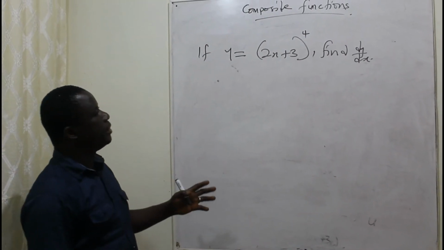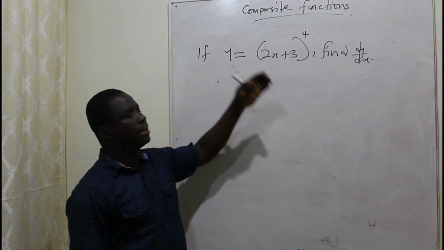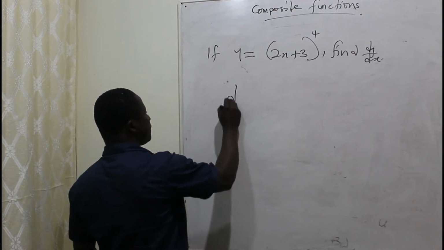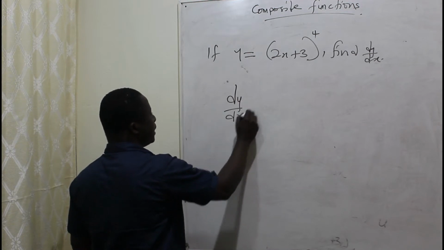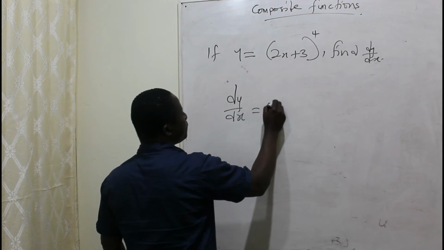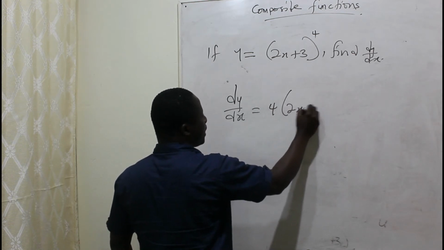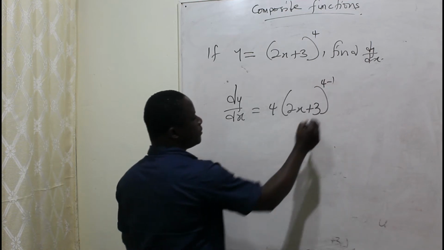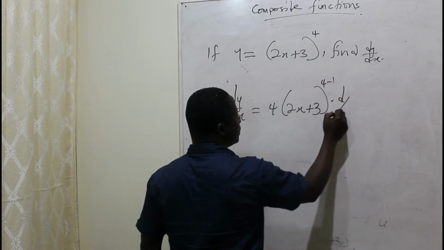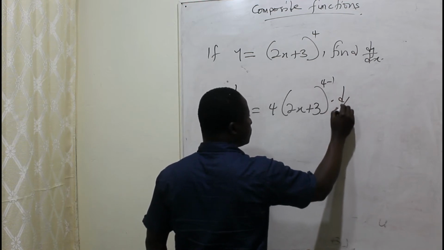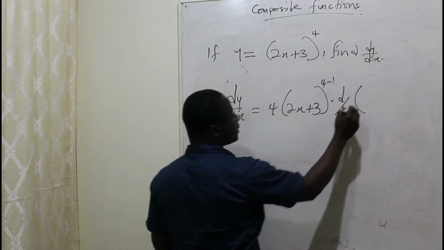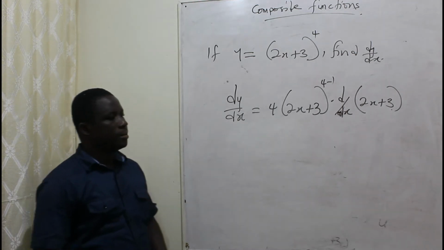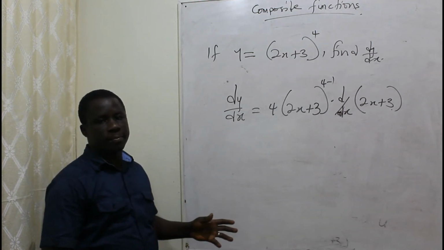It's the same chain rule. Instead of trying to come out with a u and getting your y in u, you can differentiate the function as you see. dy/dx is now the differentiation, and it will be 4(2x + 3) exponent 4 minus 1, that is the normal differentiation, times d/dx of the inside function, which is 2x + 3. And that is the chain rule being applied in the simplest form.